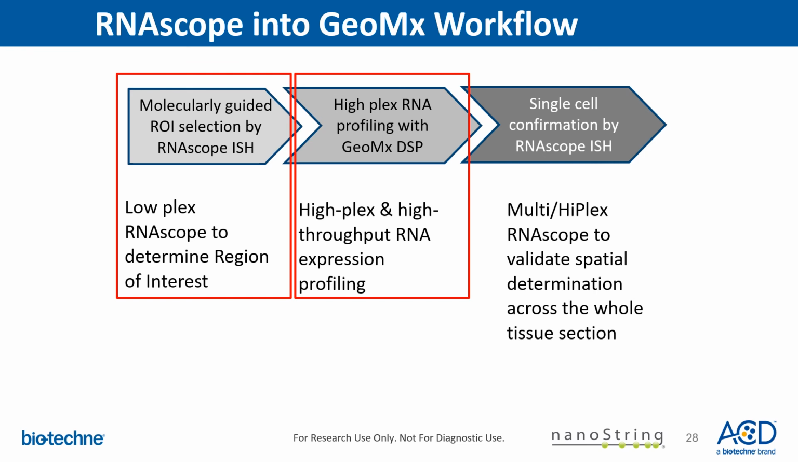After data analysis, if a few key targets need to be validated or visualized in situ, then you can perform RNAscope assay as a validation tool on a serial section and visualize these targets with morphological context. For more information about our joint workflow, please visit our website or reach out to us and we'll be more than happy to give you more information.